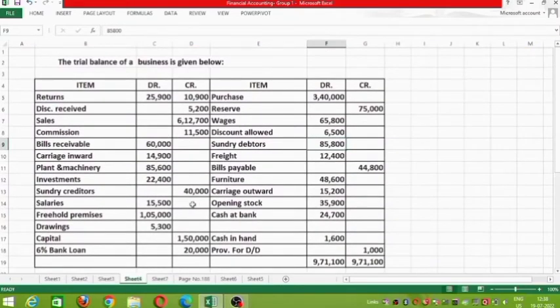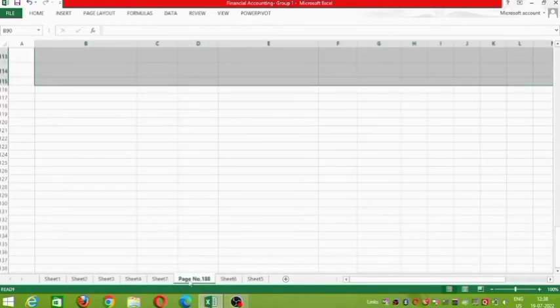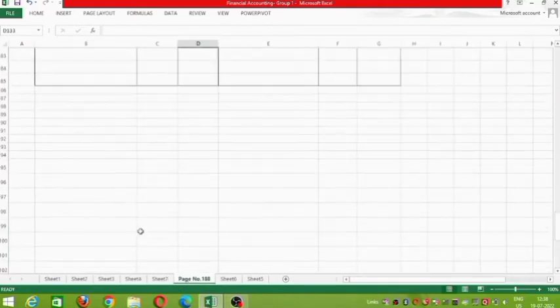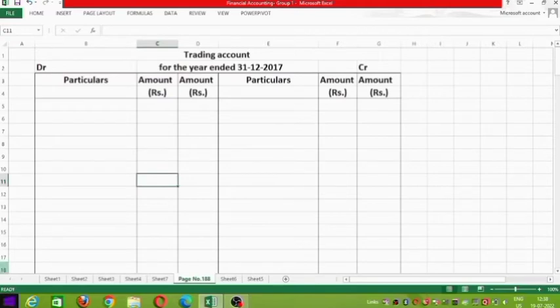Hope now all the adjustments are clear. Now let's start solving the problem. So the format remains the same. Now let's start solving the problem. First, we have to prepare the trading account.